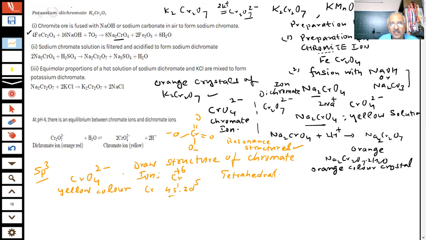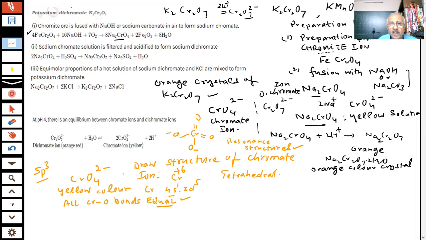Even in the paper they said draw the structure of chromate ion. This has been asked in the paper. That's why I have given it. This is tetrahedral and you can see sp3 hybridization. This is one possible structure. There are many others because I can shift the position of the single and double bonds, students. And all the bond lengths have been found to be equal. All Cr-O bonds have been found to be equal, students.